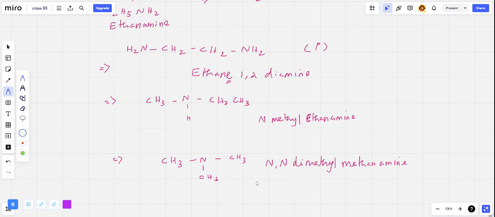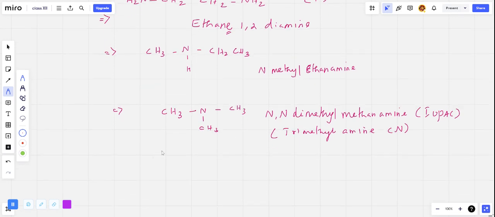In the common name, we write three methyl groups, so we write trimethylamine. But the common name we will not follow. This is the common name, but IUPAC is N,N-dimethyl methanamine. Understood? So we have to select the longest chain. Longest chain you have to select.